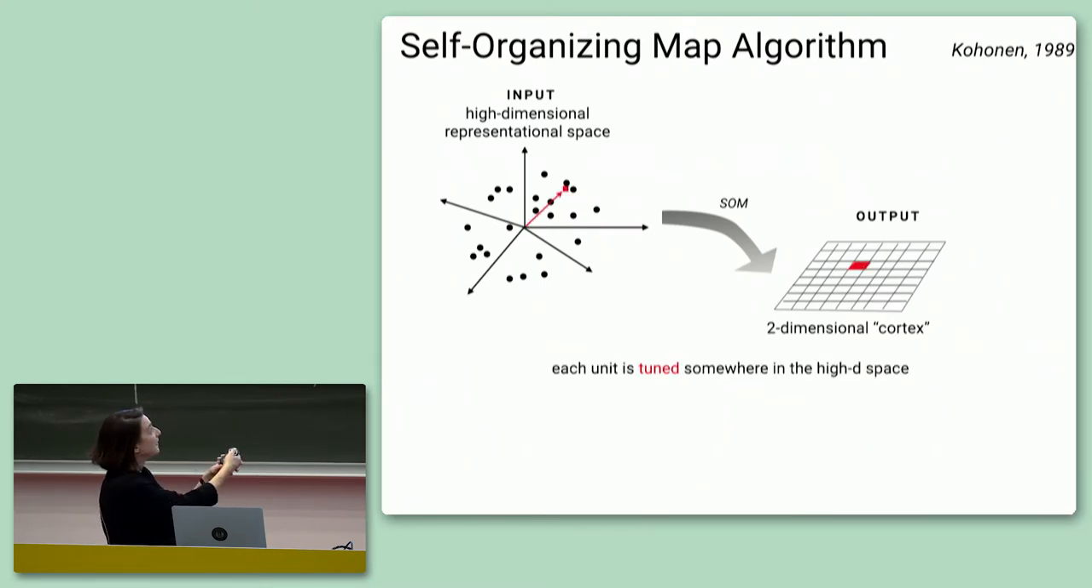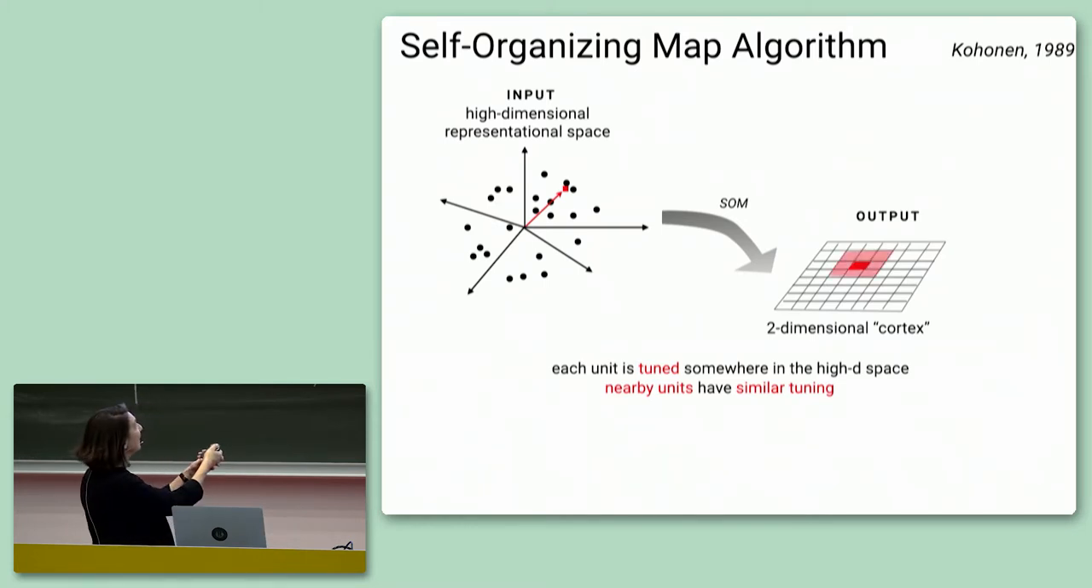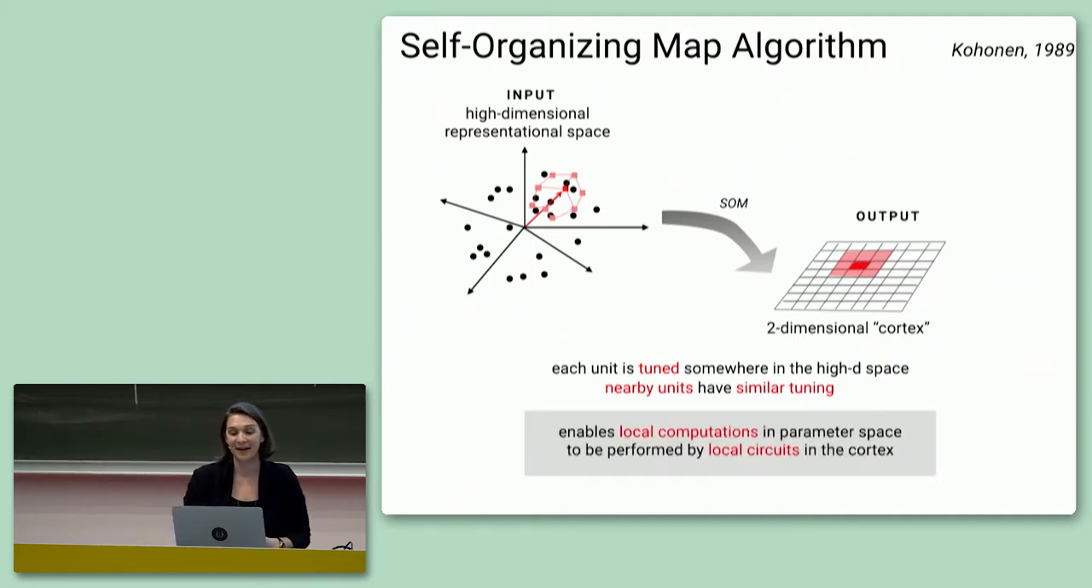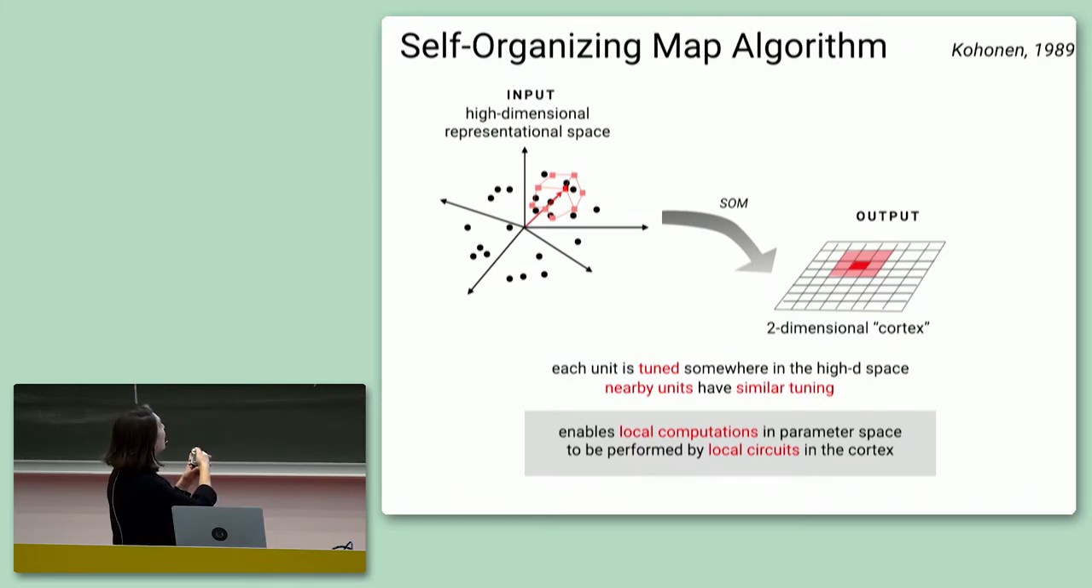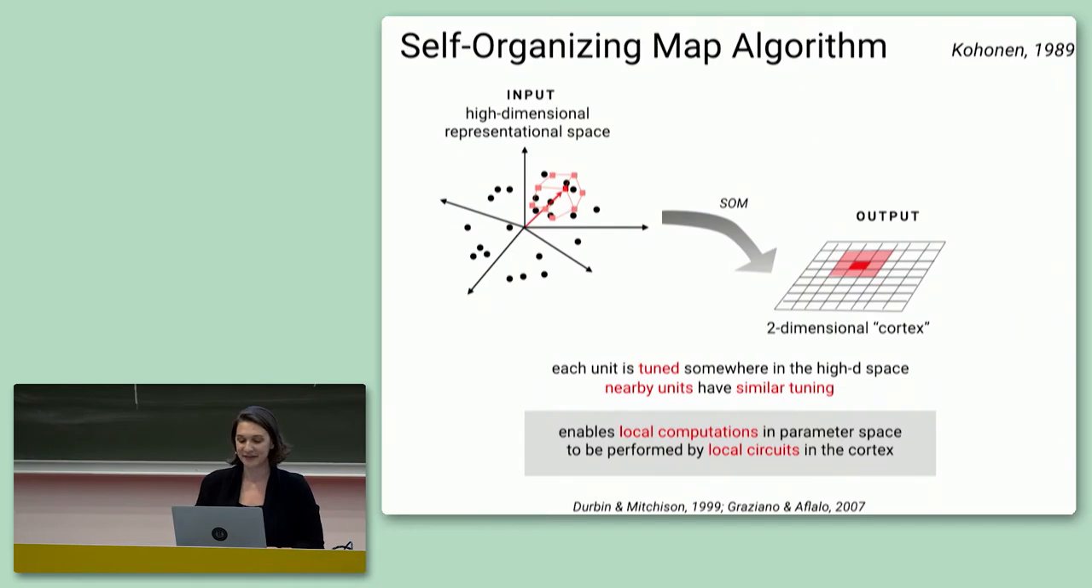unit in the simulated cortex has tuning somewhere in this high-dimensional space, and nearby units have similar tuning. So the algorithm works to make sure that the units nearby it end up nearby in this representational space. And the idea here is that this enables local computations in the parameter space to be carried out by local circuits in the cortex. So you can kind of easily say, hey, I might do a center surround and not take too many wires to get that done. And this has been used successfully in modeling the fine-scale organization of V1 and the large-scale organization of the motor system. And so here we're going to try the large-scale organization of the visual system.